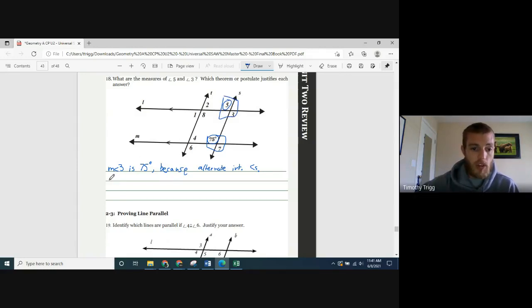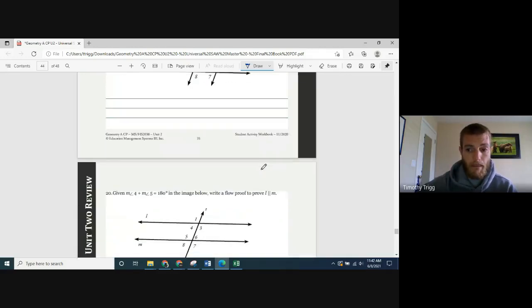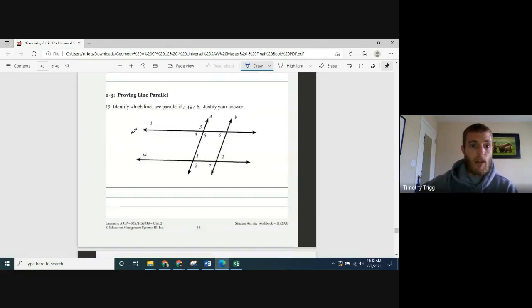So the measure of angle 5 is also 75 degrees because of corresponding angles. So again, complete this sentence. I want you to finish writing this out: because of corresponding angles, because they are corresponding angles.